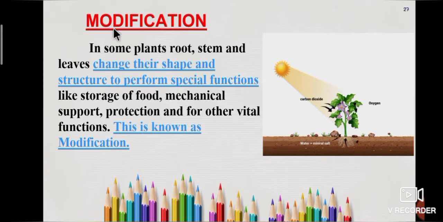Now we are going to learn about modification. In some plants, root, stem and leaves change their shape and structure to perform special functions like storage of food, mechanical support, protection and for other vital functions. This is known as modification.